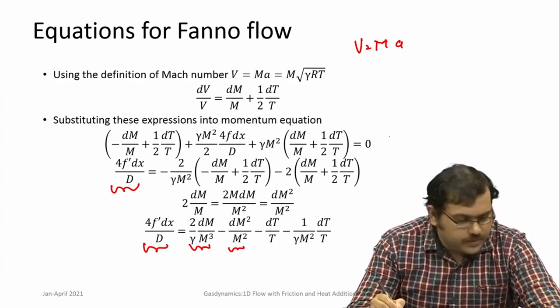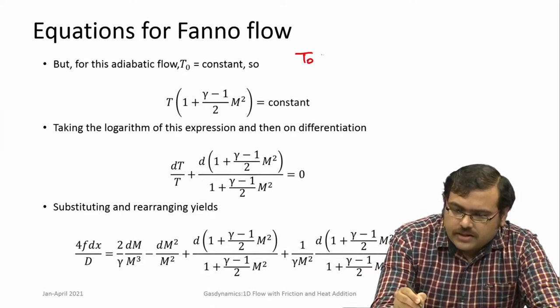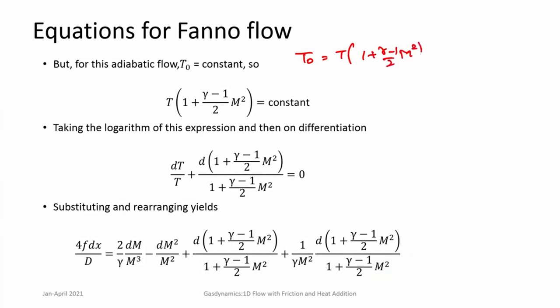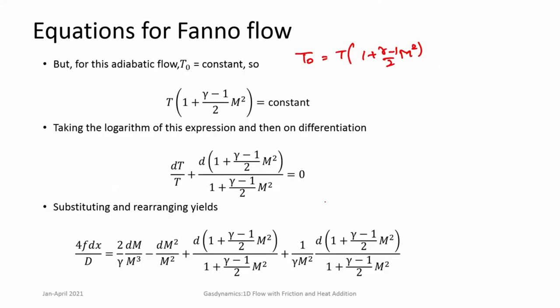Now, dT by T can be expressed in terms of Mach number only because in this flow T naught is constant. T naught is T multiplied by 1 plus gamma minus 1 by 2 M square. This is a constant. Now, for dT by T, again you can take a logarithmic differentiation: dT by T can be expressed in terms of d of 1 plus gamma minus 1 by 2 M square, divided by 1 plus gamma minus 1 by 2 M square. So, wherever dT by T was there in the previous expression, we can substitute this term, and we will be getting these values.